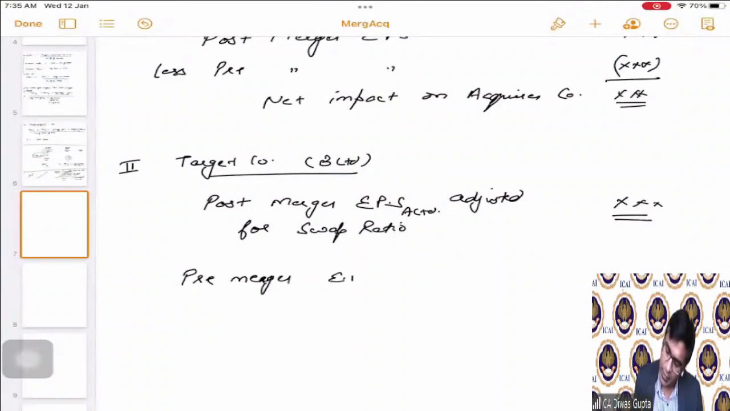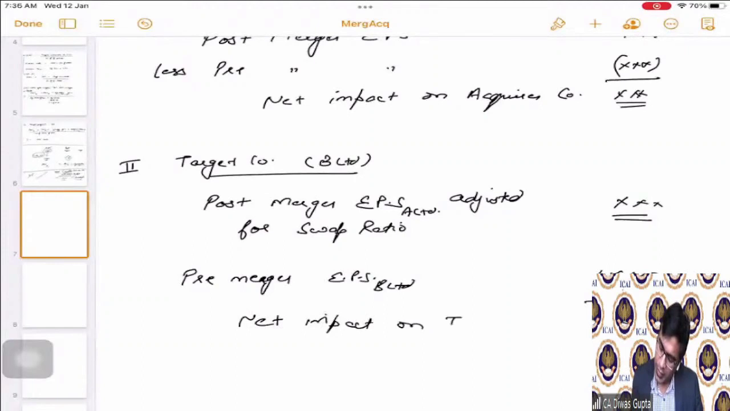Pre-merger EPS of B Limited. Now both of them can be compared to see what the net impact is on the target company's shareholders after the merger.